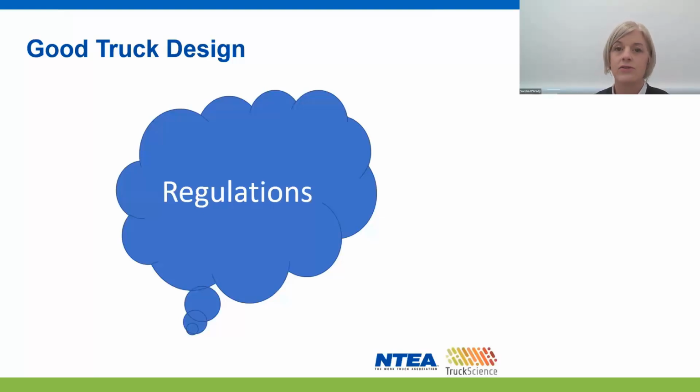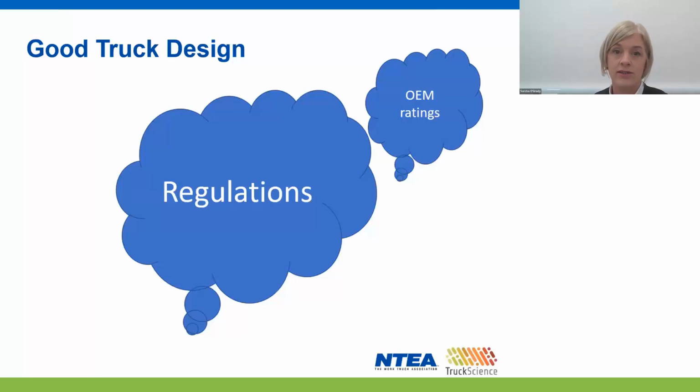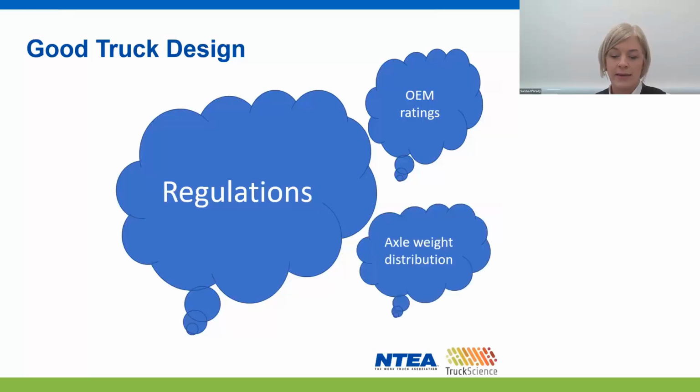Of course, compliance with road regulations is not our only concern. We need to comply with OEM ratings, including gross vehicle weight rating or GVWR, gross axle weight ratings, etc. We need to ensure that axle weight distribution supports steering and braking ability, for example, by ensuring that a significant portion of the total weight is carried on the front axle.